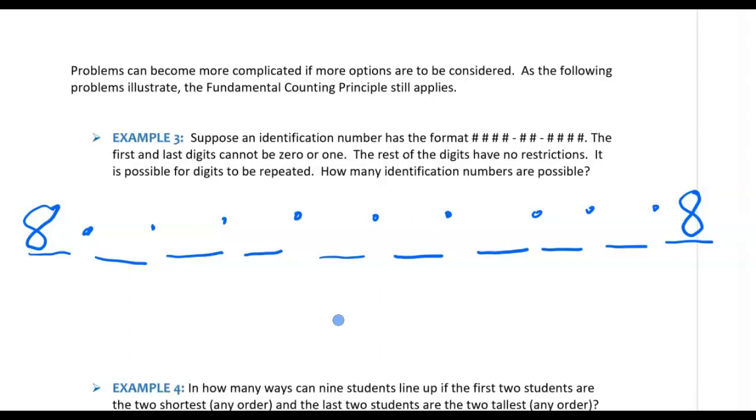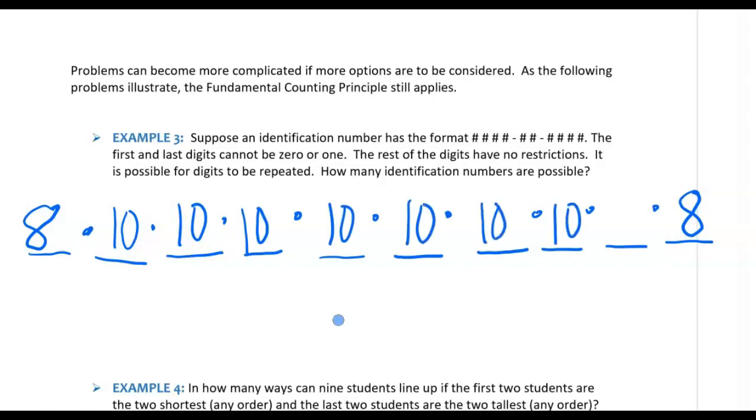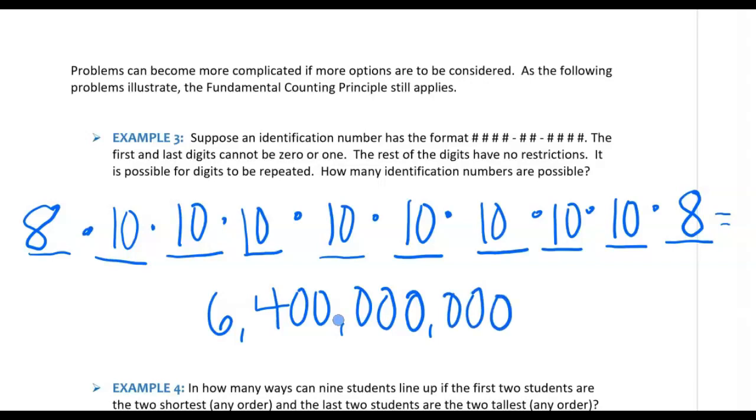The rest of the digits have no restriction, and it is possible for digits to be repeated, meaning the remaining digits of our identification number have 10 possible options. The 10 options are the numbers between 0 and 9. Using the fundamental counting principle, we will multiply 8 times 10 times 10 times 10 times 10 times 10 times 10 times 10 times 10 times 8 in order to get 6,400,000,000 possible identification numbers.